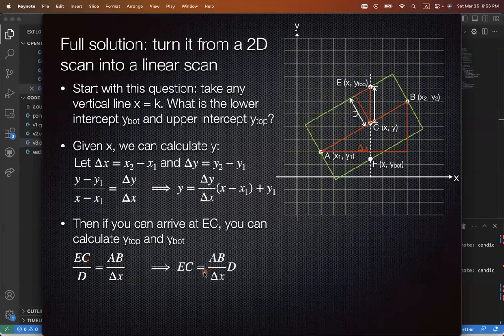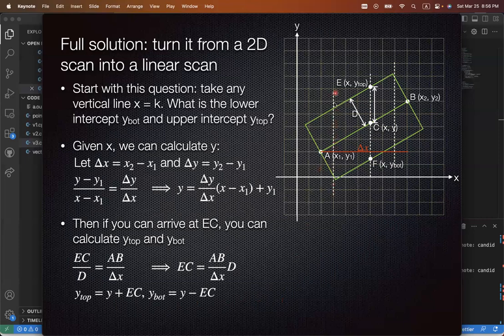And that's great because EC is exactly what we need, the offset we need to get to Y top and Y bottom. And so this is Y top, and this is the formula for Y bottom. And with that, you would think we're done, but not yet. There's something really tricky about this problem.